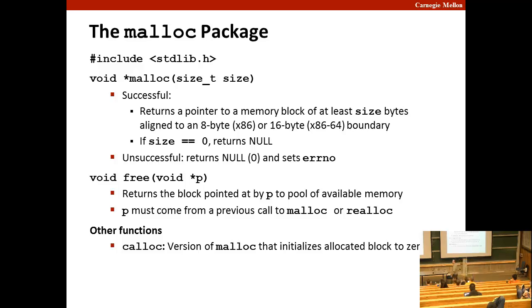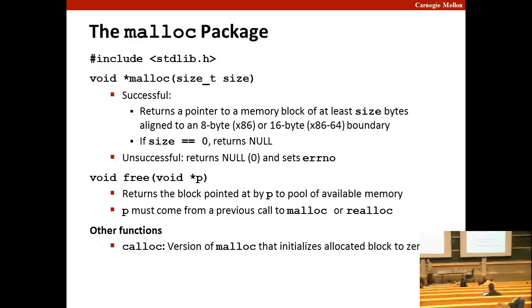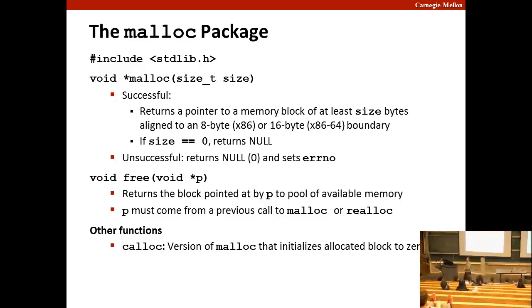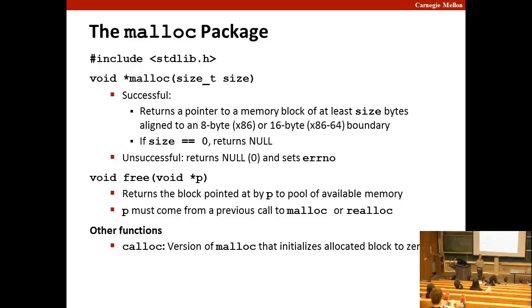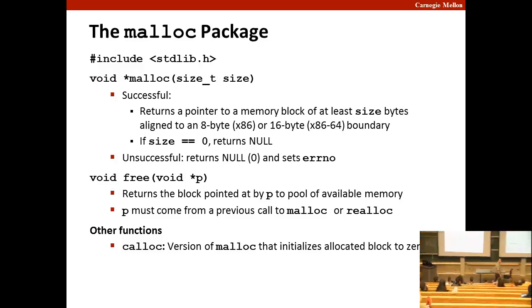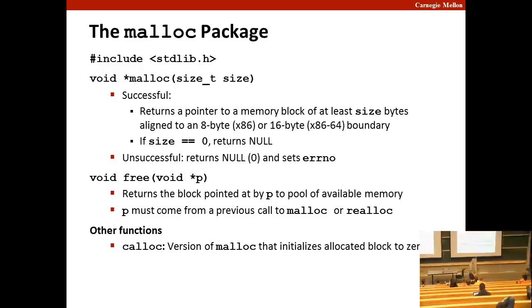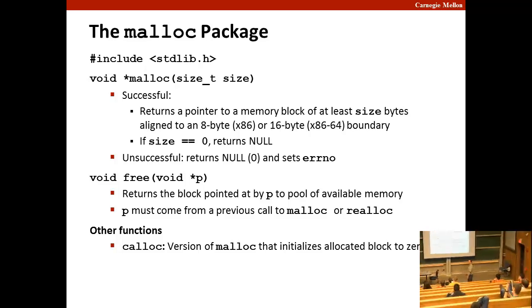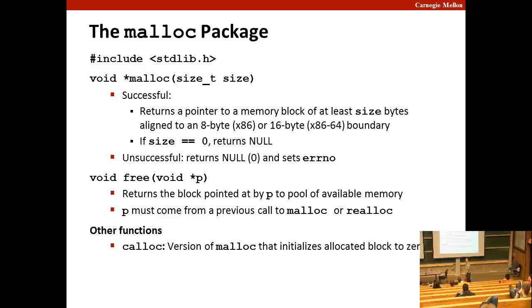So you can't assume that memory from malloc has been cleared or initialized. You have to assume it's dirty. If you want it zeroed, you have to do that. Calloc, clear and allocate, will zero the memory for you. It also has a slightly different interface. A lot of times when we're allocating memory, we're allocating something for an array. So I actually want enough space for 100 integers. With malloc, you say malloc 100 times sizeof int.